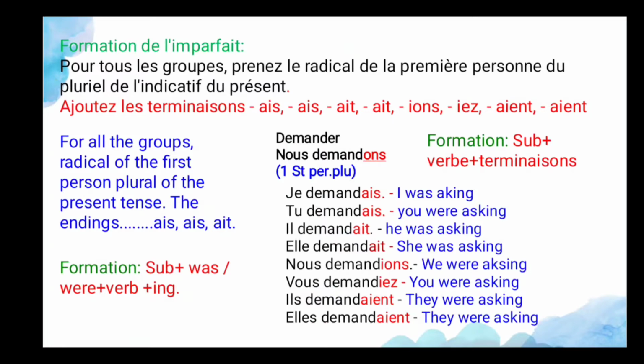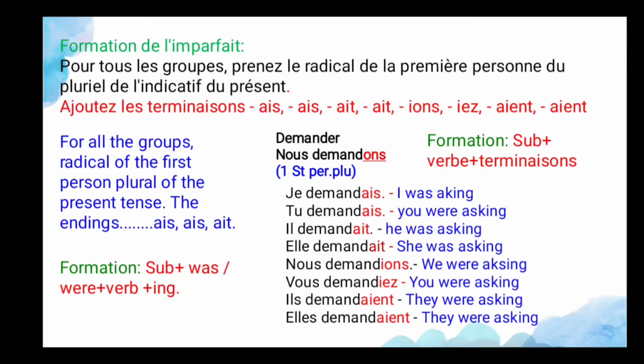And see the formation in French. Subject plus verb plus termination. That verb you have to conjugate in present tense, that is first person plural. For nous, see the example, demander verb. Demander means what? To ask. And for that demander verb, you have to conjugate in present tense, and you have to take the first person plural, nous demandons, and you have to remove the ons and add the imperfect endings.